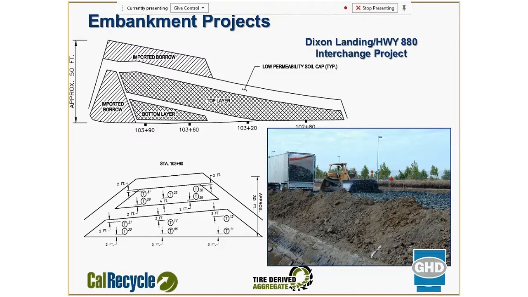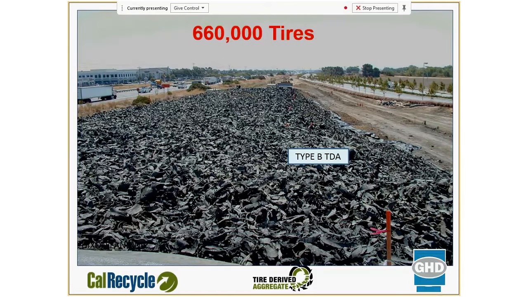All right, case study. This is an embankment project. This is Dixon Landing Highway 80 out in South Bay, south of San Francisco. It is an on-ramp to a major highway, 880. It is two 10-foot lifts up to a bridge abutment. We put some sensors in there. Of course, the contractors just ran them over. So we didn't get much data out of this, but it is performing great.